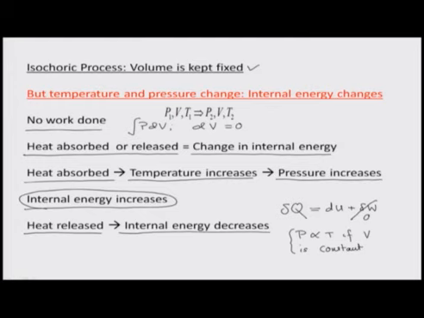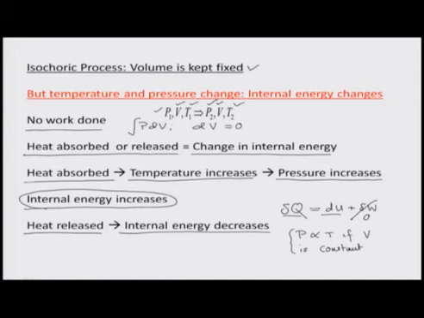So, again, repeating, isochoric process: volume is kept fixed, no work done, you are going from P1 V T1 to P2 V T2. Since no work is done, delta Q is entirely determined by dU. Heat absorbed, system temperature increases, which also means pressure increases, and internal energy increases since temperature increases.